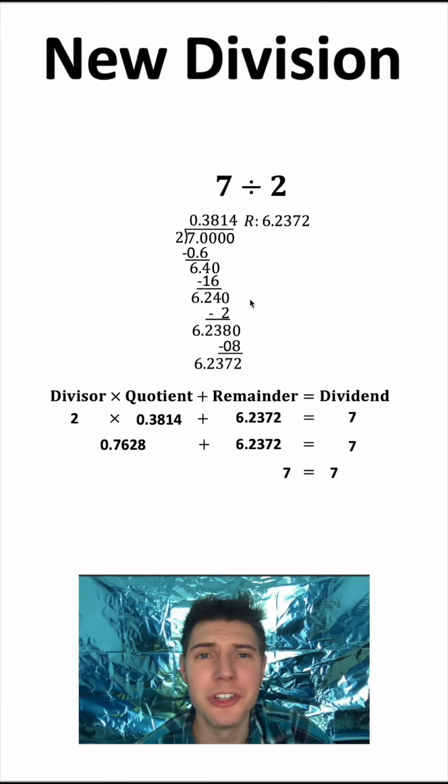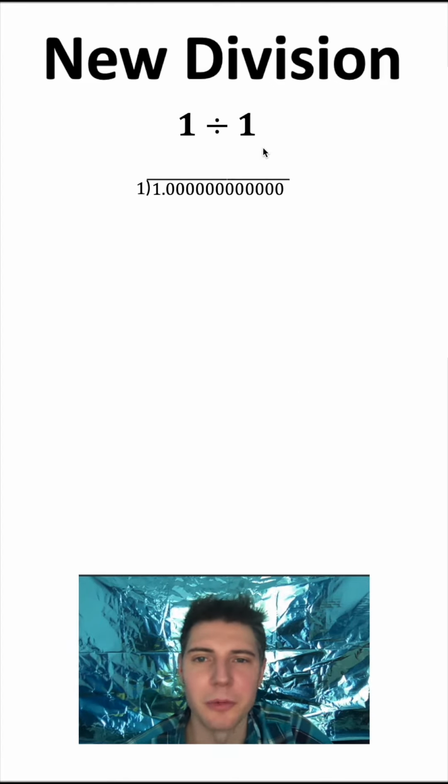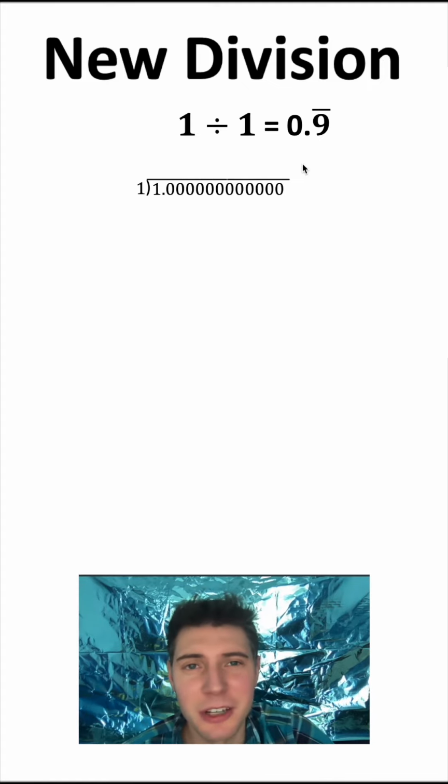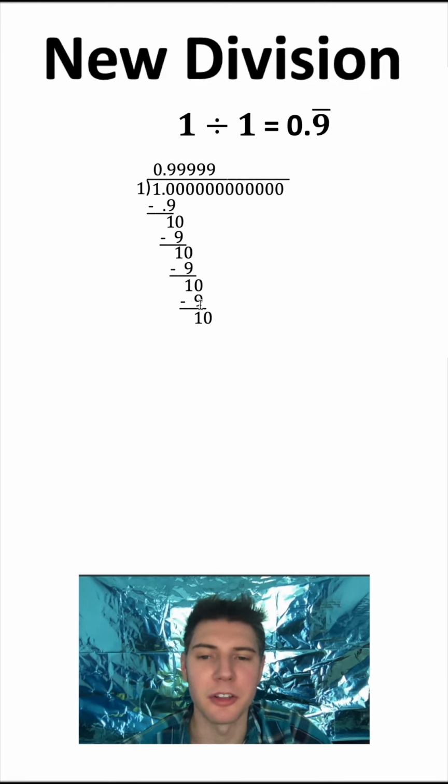Now, why would we ever do it this way? There are a couple cool things that follow when you deviate from that standard algorithm. For example, I did another video where I did 1 divided by 1, and I showed that it was equal to 9 repeating. Notice that there is no remainder accumulating. The remainder keeps getting cut out by all these repeating 9s.